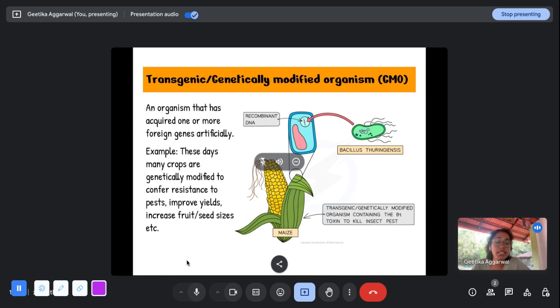And an example, as I said already, these days many crops are genetically modified in order to provide them with resistance to pests, to improve the yields, to increase the fruit sizes, to increase the seed sizes, and things like that. So basically, a genetically modified organism is nothing but an organism that has one or more foreign genes which have been introduced into it artificially. So here, this bacteria's gene of toxicity, the Bt toxin, is introduced into the plant, and that is happening artificially because of human intervention. Humans are actually at play here. Researchers are isolating this gene from the bacteria and introducing it into the plant.